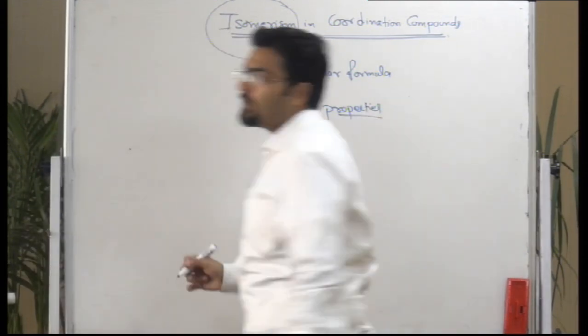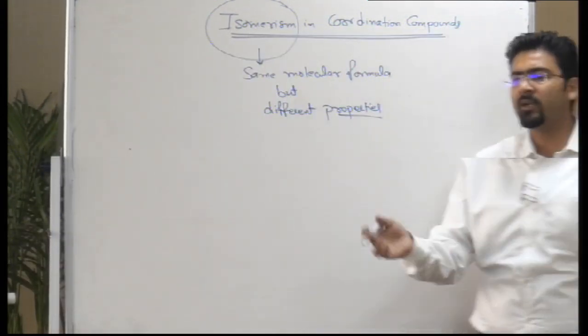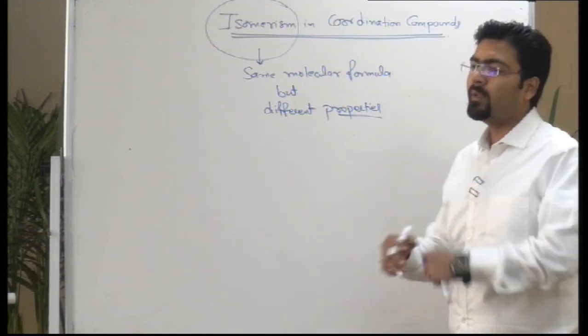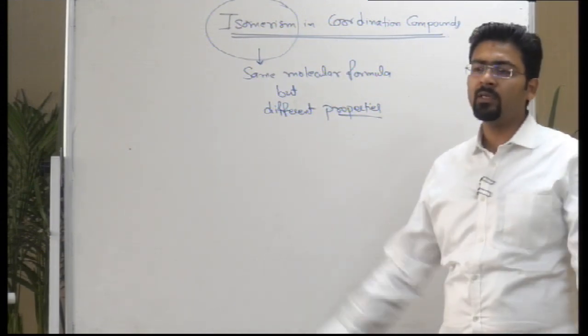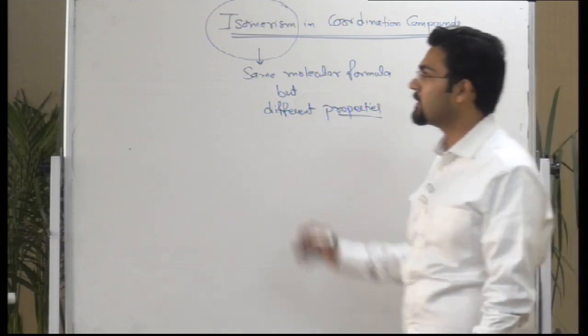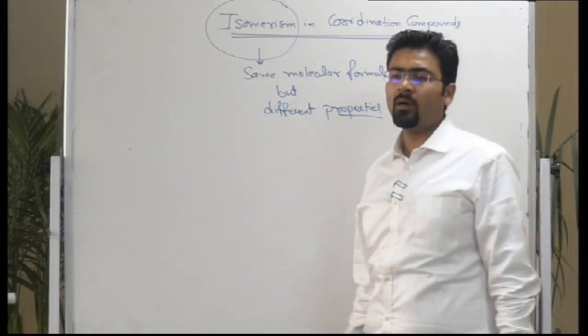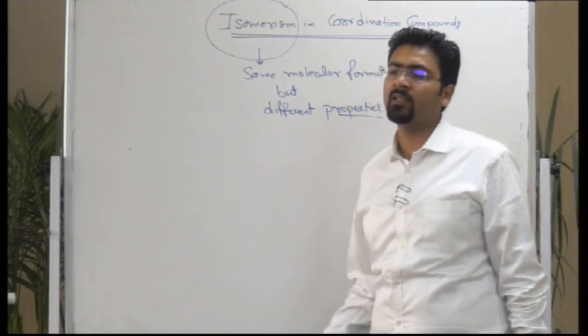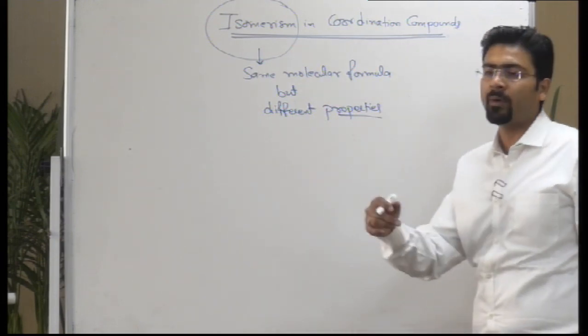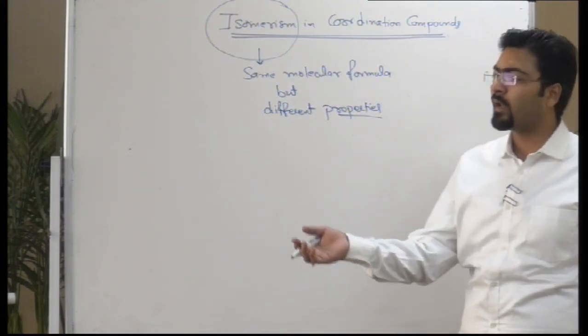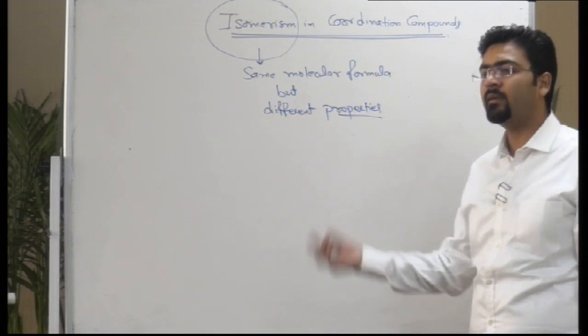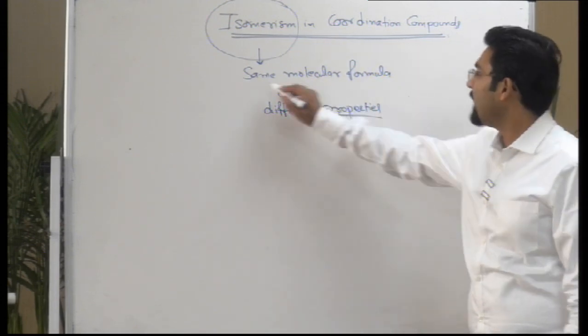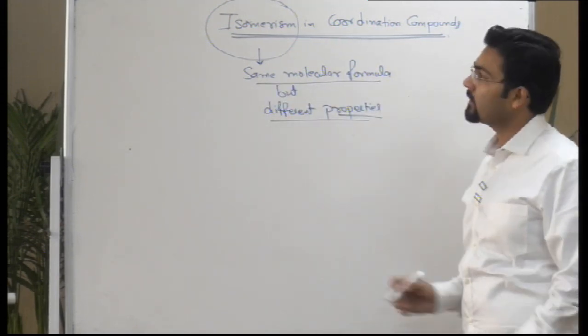These properties can be optical, or in general, physical or chemical. So it may be an entirely different compound on the basis of the drastic difference in their chemical properties, or it may be some very similar compounds but with small differences in their physical properties. Like for example, optical properties. One rotates the plane of light in the right direction, another rotates it in the left direction. But they have the same molecular formula but different properties.